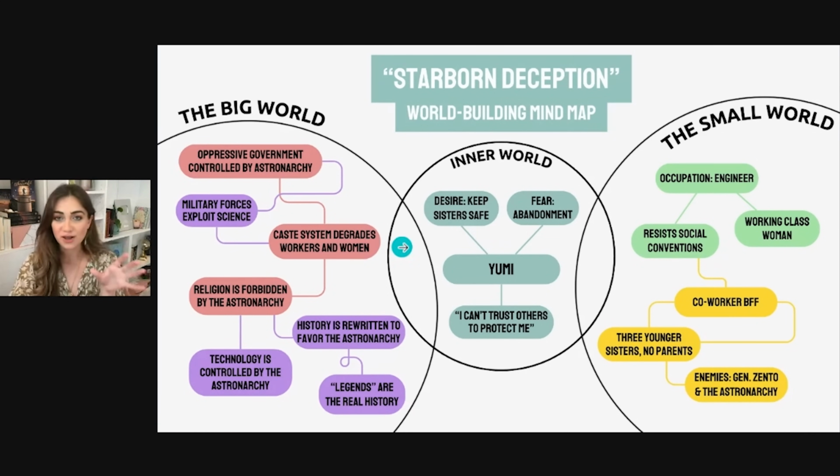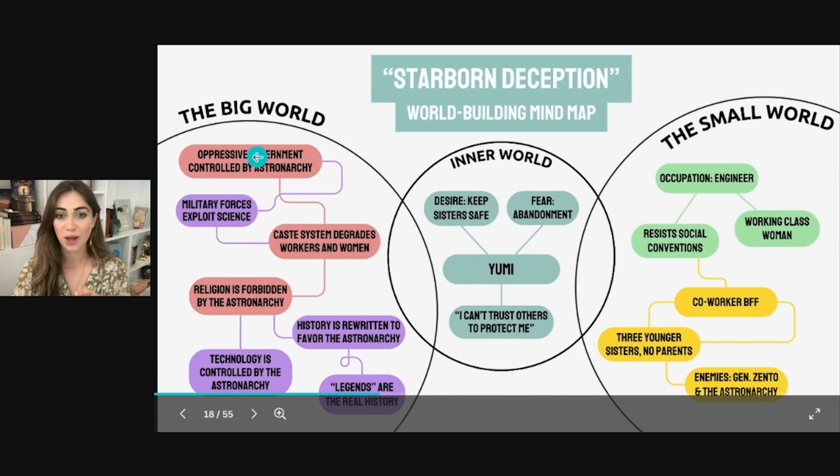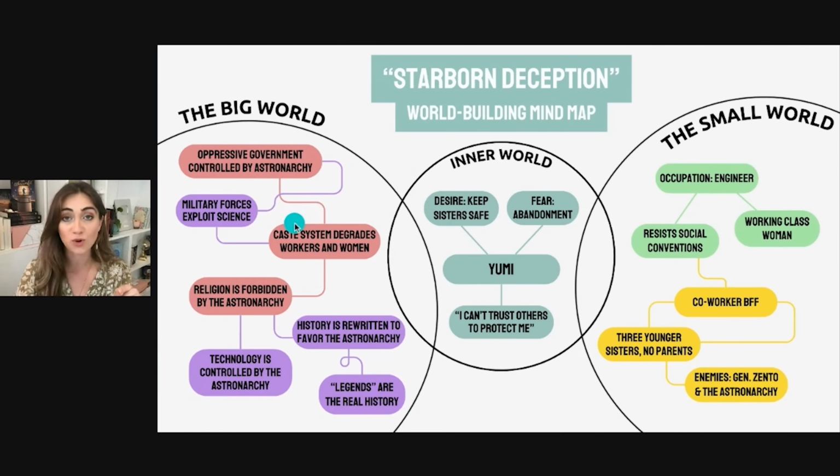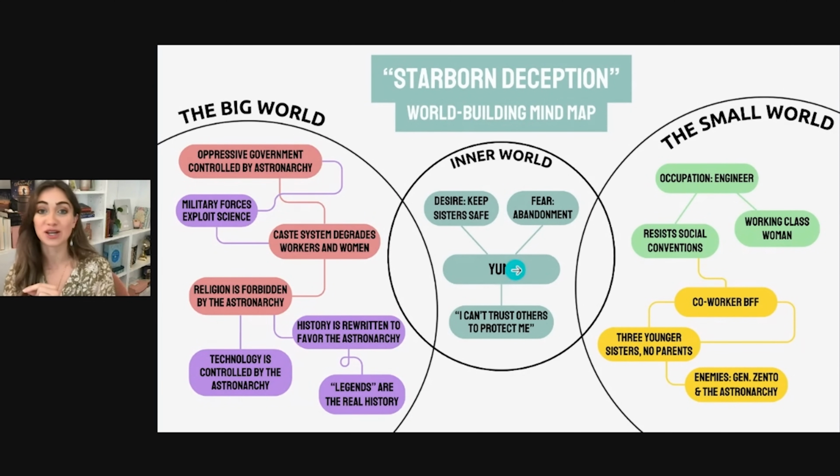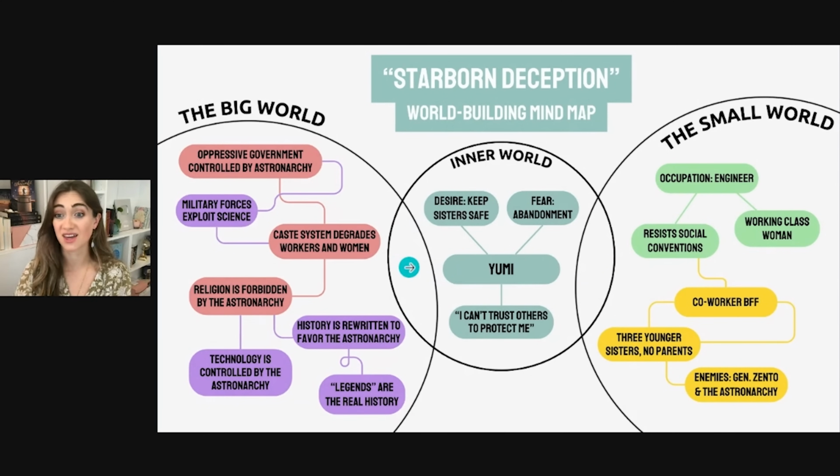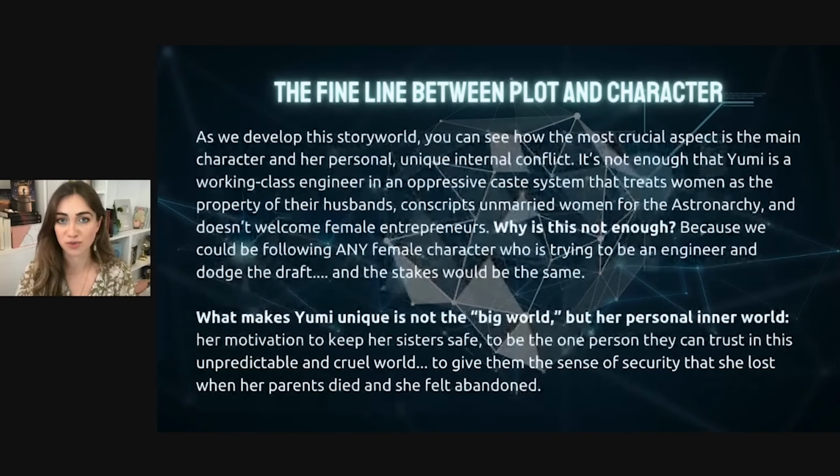So as you develop this, I want you to look for places where you can challenge yourself to make some aspect of the big world personally significant in the small world. Okay? So depending on who your character is, look for those opportunities: how can I make the big world have a personal impact on the small world and then the inner world of my main character? And this is balancing that line between plot and character.